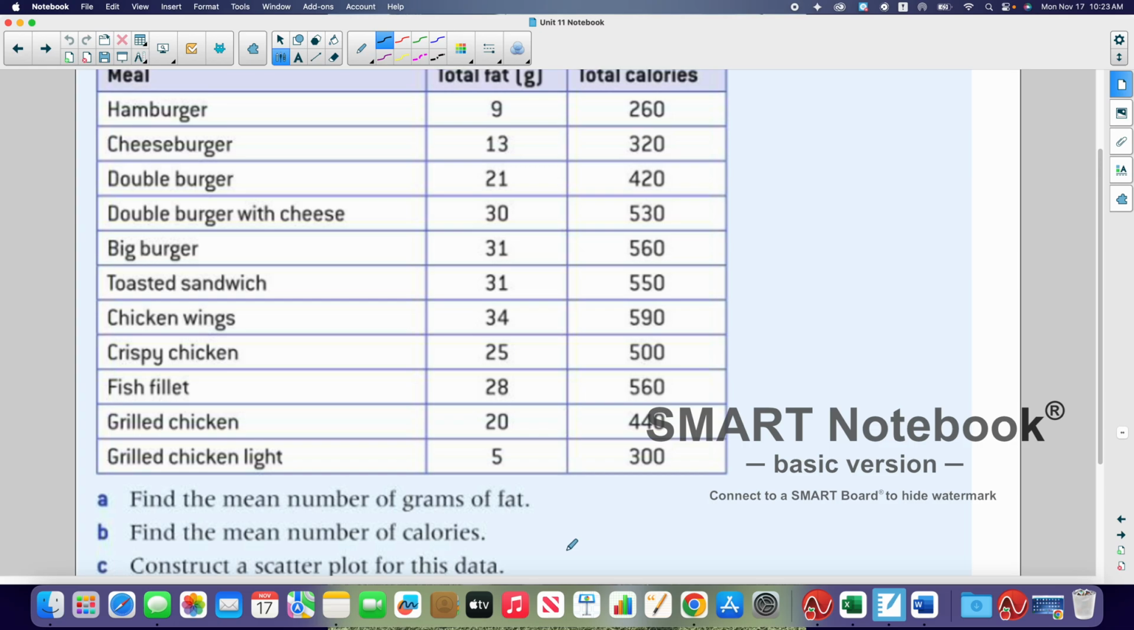One more problem using our correlation and our line of best fit and things like that. And then we're gonna get into a couple little side notes as we're going. All right. So on this one, I've given the total number of fat for a menu item and the number of calories. And the first thing it asked me to do is find the mean number of fat and the mean number of calories.